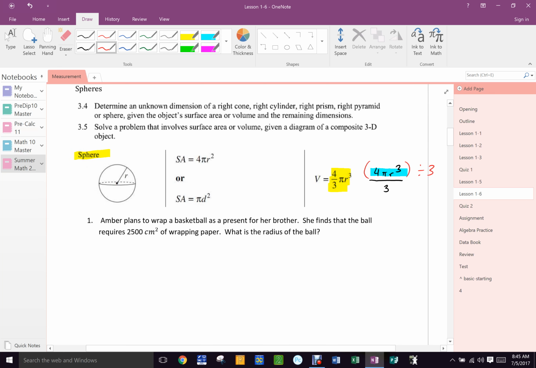So let's have a look at this question. Amber plans to wrap a basketball as a present for her brother. First of all, that's doofus-like. You would never wrap a ball. It would be in a box, right? So you'd be wrapping a cube. But math guys like to write questions like this. So I did.